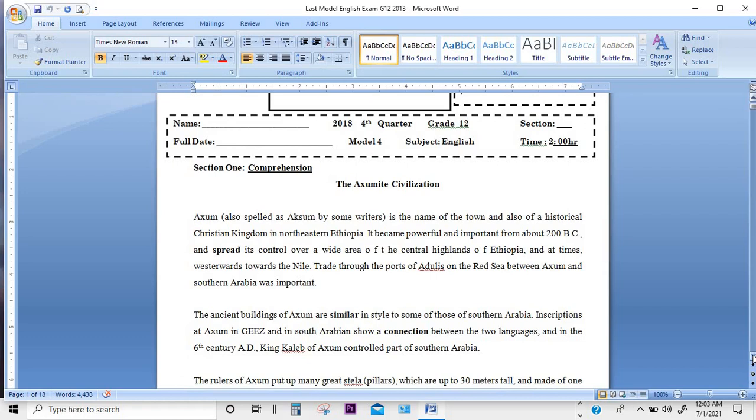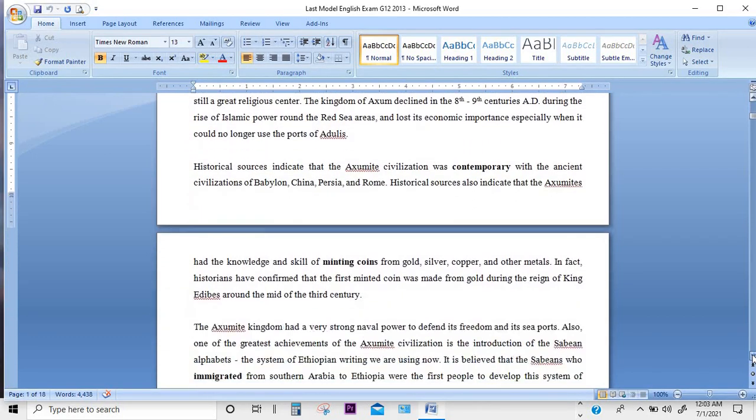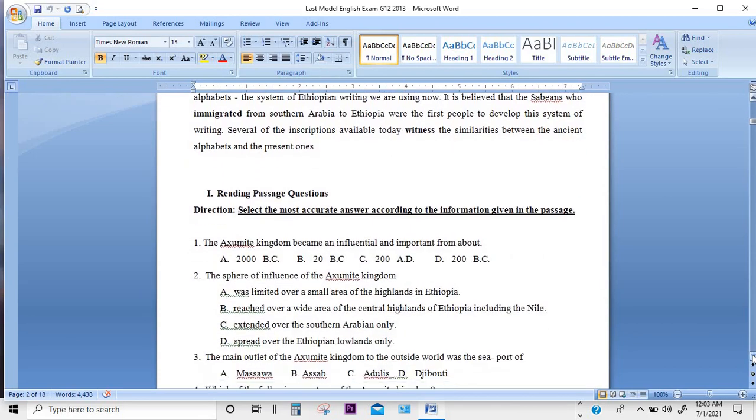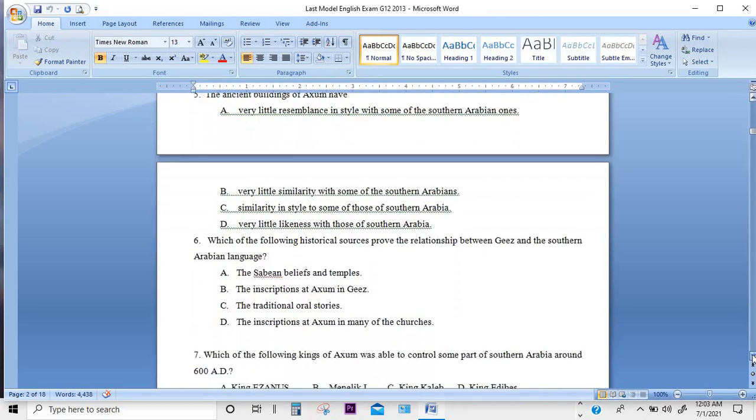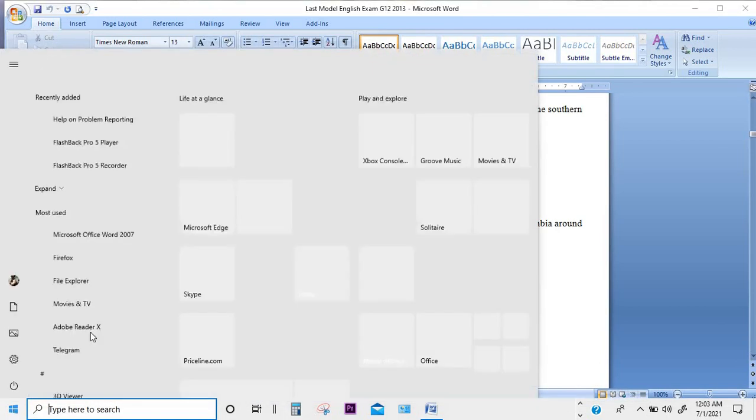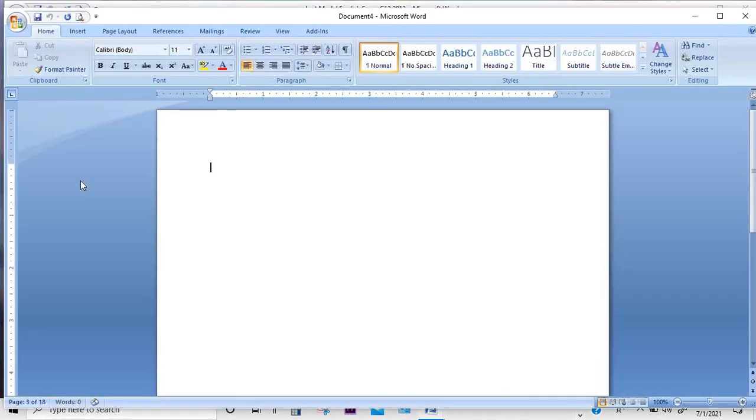Well, as you can see, the first part, section 1, is comprehension, and it is a passage. We're not going to read all the text, but I'll try to refresh your memory about the last discussion that we have made in the class about how to answer comprehension questions. So I hope you remember our discussion about QAR, or question answer relationship.